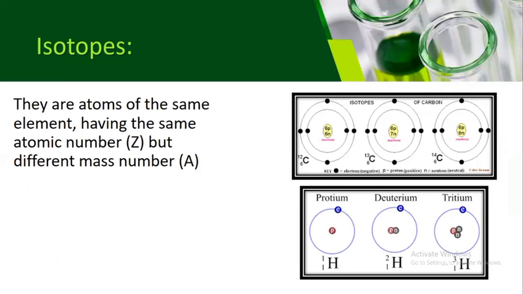What are isotopes? Isotopes are atoms of the same element that have the same atomic number Z but different mass number. Example, look please at hydrogen atoms. We have H11, H12, H13. These three hydrogen atoms have the same Z, which is the atomic number, but different mass number, so they are called isotopes.